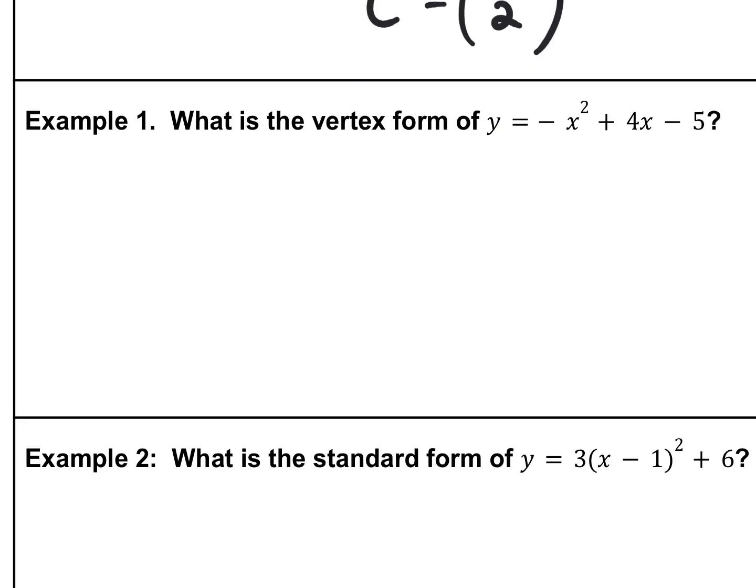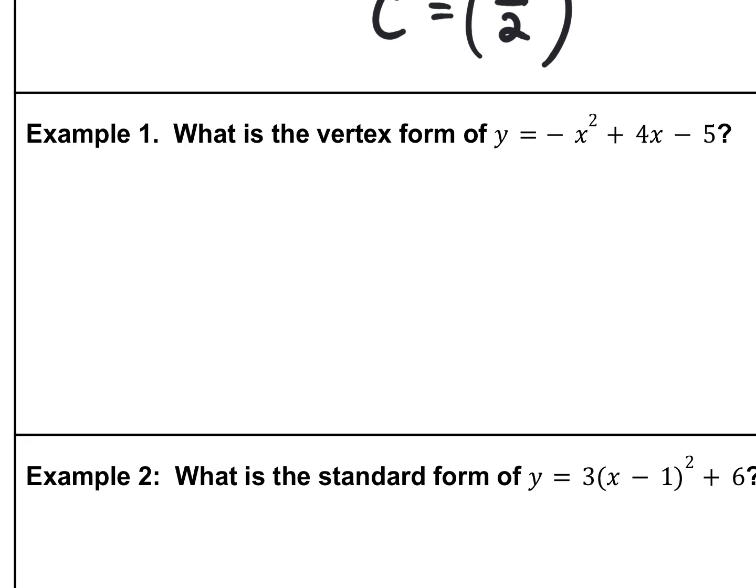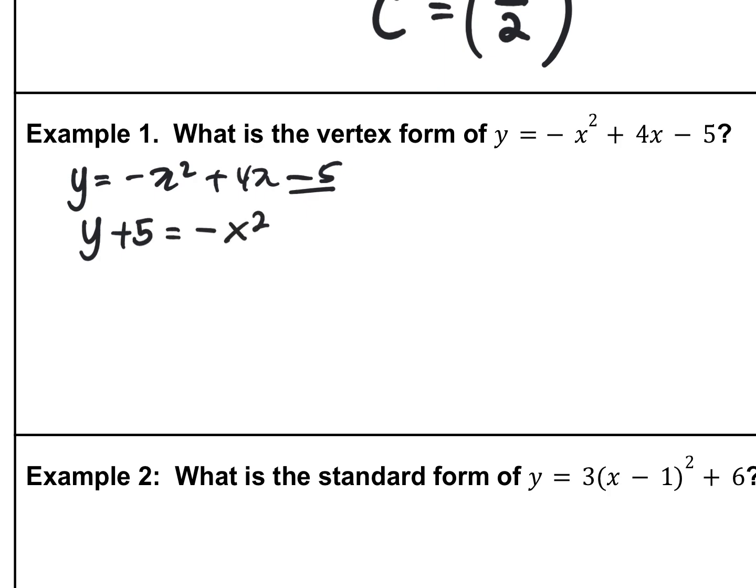Example number 1, what is the vertex form of y is equal to negative x squared plus 4x minus 5? So the first thing we're going to do here is to rewrite our equation, negative x squared plus 4x minus 5. Now what I'm going to do is transfer this 5 to the other side, and that's going to give you y plus 5 is equal to negative x squared plus 4x.